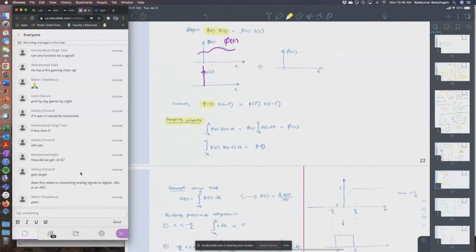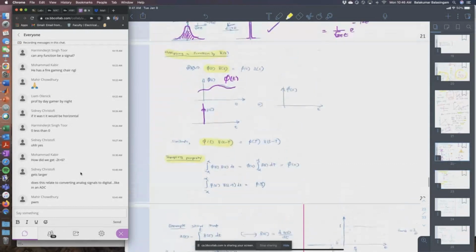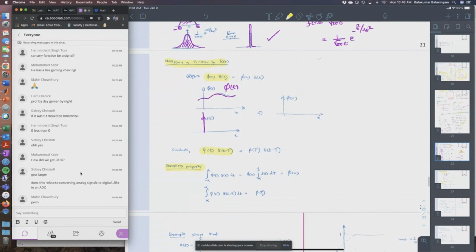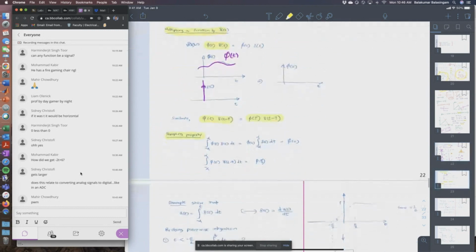Similarly, you have phi t times delta t minus tau, which becomes phi tau times delta t minus tau. Again, think about the function phi t as that function. This is phi t. It exists everywhere for t.